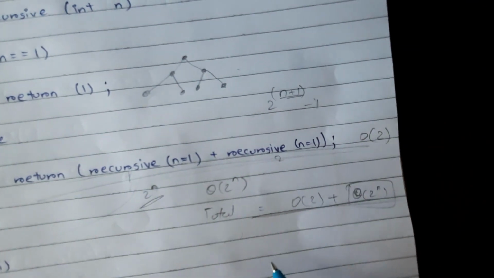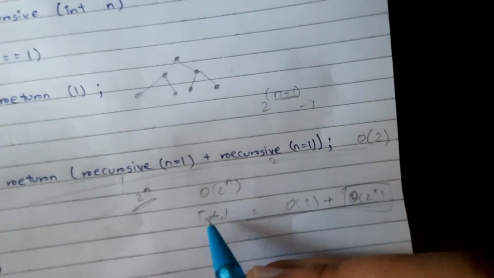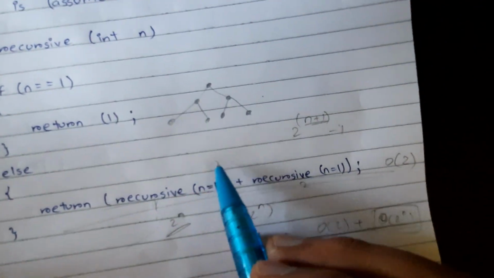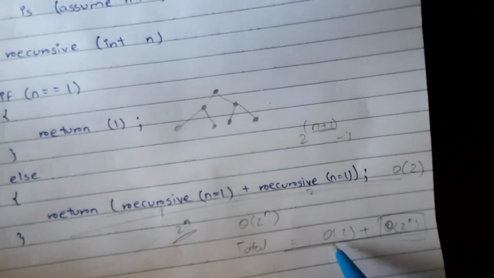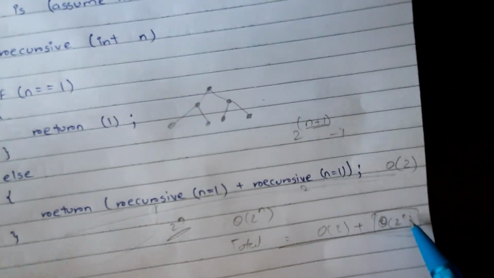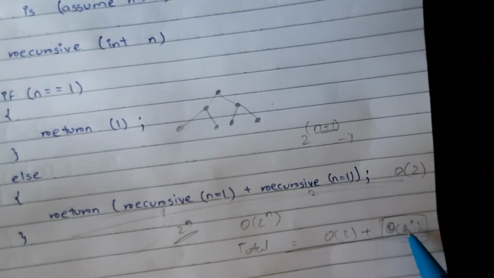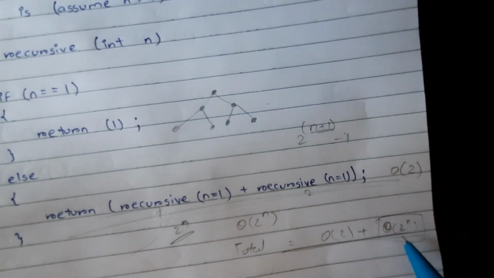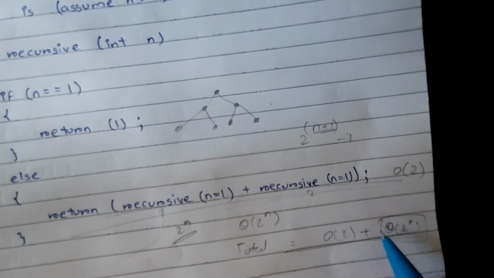One thing we have to note here: if we calculate the total time complexity of this code, then it will be O of 2 plus theta of 2 raised to n. Now, what happens here? The O of 2 term is dominated by the term theta of 2 raised to n.